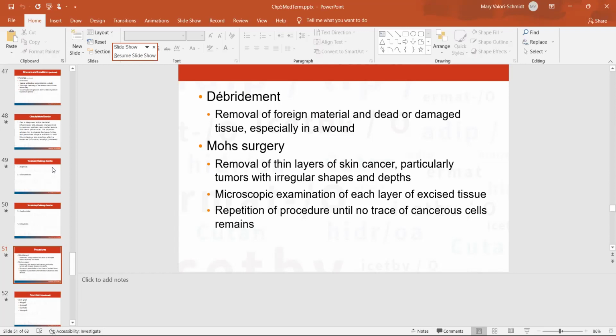Typically, cancerous lesions of the skin are weird shapes, weird sizes, with very irregular borders. Sometimes they have ridges on them. They're kind of distinct looking.